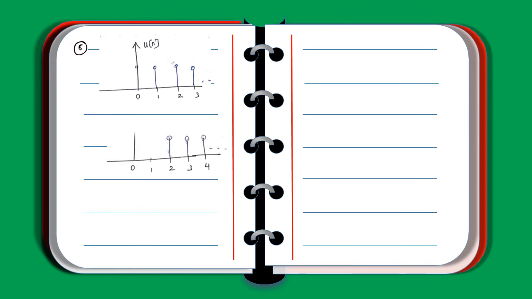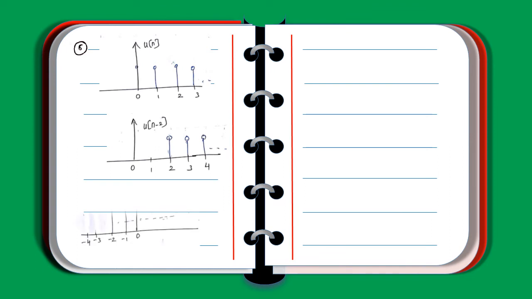In the next problem, let us consider a discrete time unit step signal, u of n. We need to plot u of n minus 2 and u of n plus 2. U of n minus 2 is the delayed version. The sample which was placed at 0 is placed at 2 now. If you substitute n equal to 2 here, this will become u of 0. That means the value of u of n at n equal to 0 is placed at this point. The subsequent samples are placed accordingly. It proceeds till n equal to infinity.